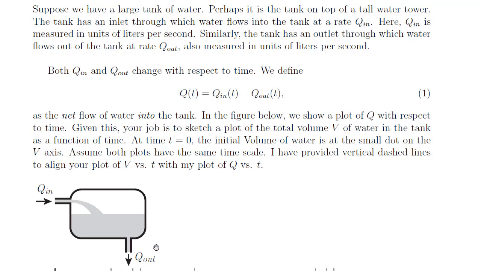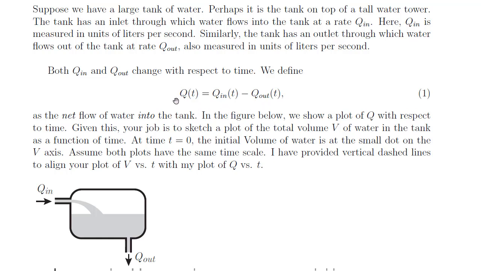Right? Qout would be the rate of flow going through the outlet. Again, liters per second, volume per second coming out of the tank. And then what I'm going to do is define this Q, which is Qin minus Qout. So if Qin is bigger than Qout, we have more flow going into the tank than going out, right? Qin minus Qout is the net flow in, right?